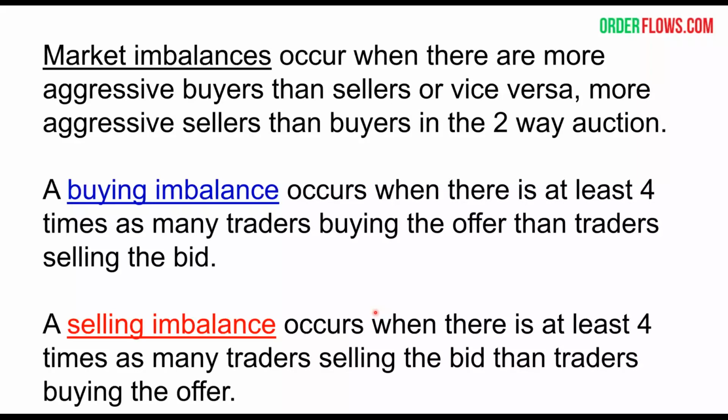So how do you define an imbalance? Well, a buying imbalance occurs when there's at least 4 times as many traders buying the offer than traders selling the bid, right? And a selling imbalance is the opposite. It occurs when there is at least 4 times as many traders selling the bid than traders buying the offer. Now, again, the 4 times as many, you can adjust that. I know some traders that use 3 times as many, 300%. I know some traders that use 5 times, 500%. I even know some traders that use 10 times, 1,000%. But 400%, 4 to 1 is sort of the industry standard.